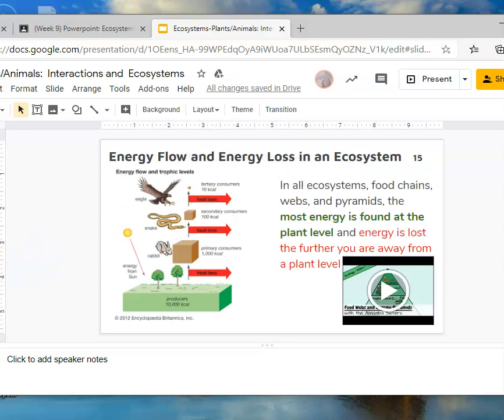Here's an example. In all ecosystems, food chains, webs, and pyramids, the most energy is found at the plant level. Energy is lost the further you are away from that plant level. And as you can see here, at the bottom level, we have the plant, which gets its energy from the sun. And those plants are eaten by rabbits, which are in turn eaten by snakes, which in turn are eaten by eagles or other birds of prey.